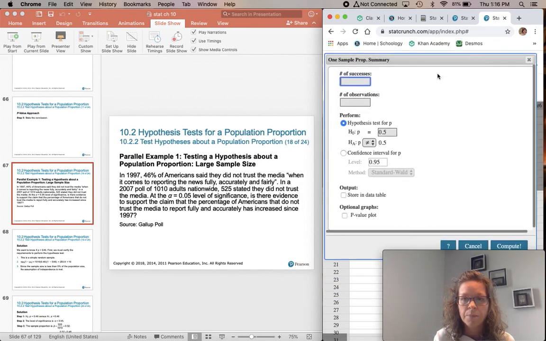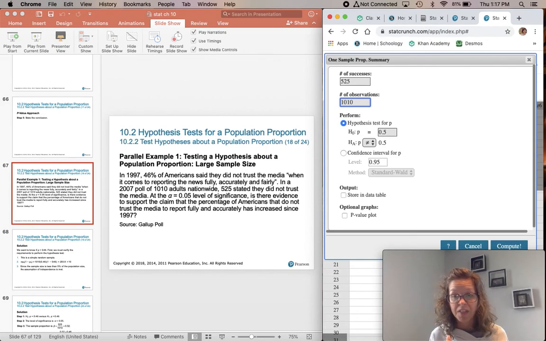Pull that up higher so we can see it. Number of successes is how many people have the criteria that we're testing here, which is not trusting the media. So it says 525. Next is the number of observations, how many people are in our sample. That's 1010. Technically, before we do this, we should test that np times 1 minus p. So if I grab a calculator and do n times p, which is 0.46, times 1 minus p, I get 251.